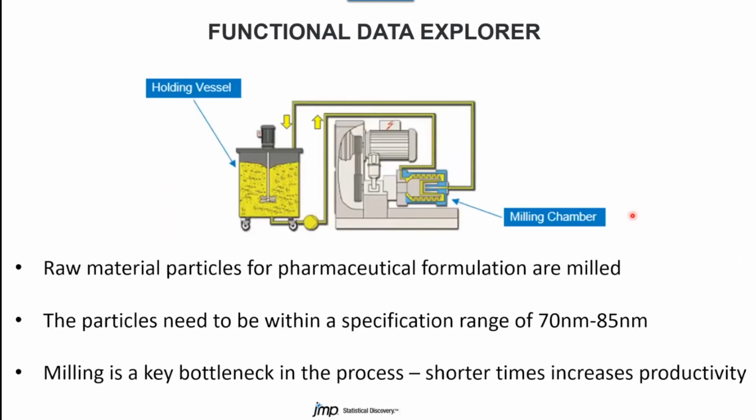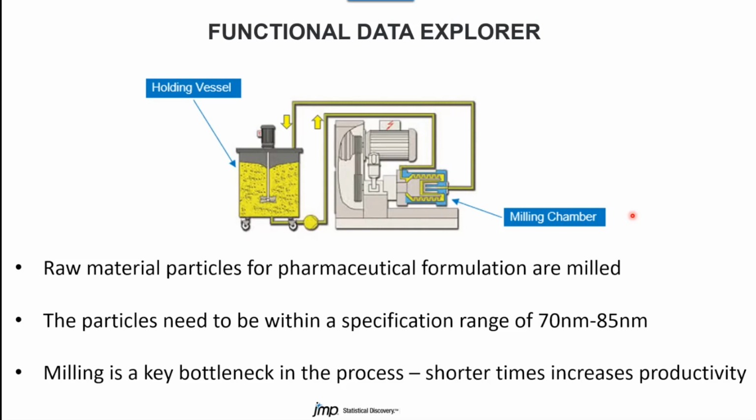Okay, thanks. So I'm going to give an example here that I'm going to work through. This is a real data set that came from a JMP customer. They make pharmaceutical products that need to be milled down to a specification of 70 nanometers to 85 nanometers. This milling step was a key bottleneck in the process, and so they wanted to get into the spec region as soon as possible.